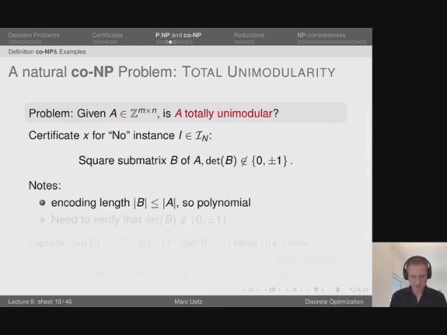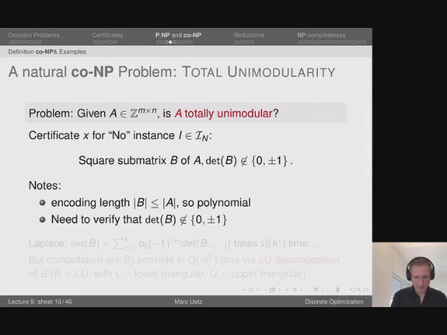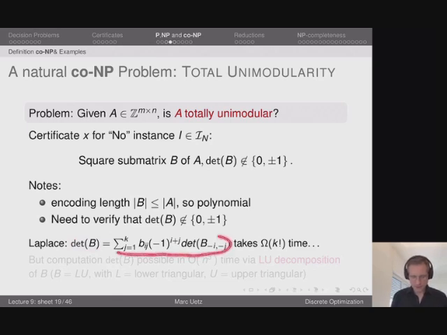So that is clear. But we need to be able to verify that the determinant of the submatrix is indeed something other than 0 or plus or minus 1. And we have to be a bit careful here, because most probably the algorithm that you think of when you compute determinants is this Laplace procedure. So you develop the determinant according to one row or column of the matrix. And that is what is happening here, okay?